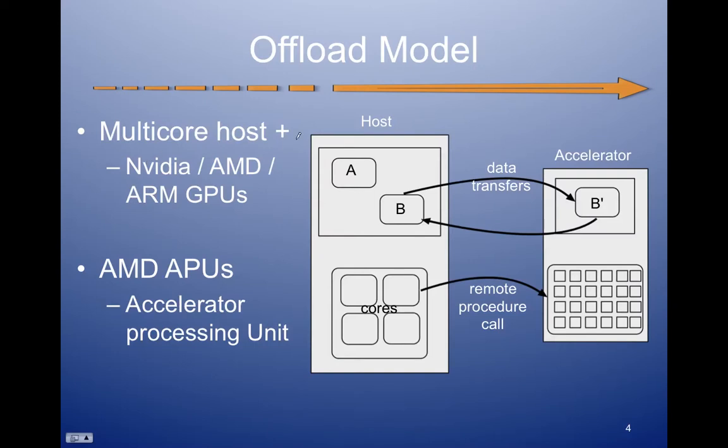So GPU is based on the offload model, so you have to do a remote procedure call to launch some computation on the accelerators. In this case, the accelerator is a GPU. And you have to transfer the data in and out to get the computation possible. You have another instantiation, which is the AMD APUs that stand for Accelerated Processing Unit. I'm going to describe briefly these two kinds of architecture.